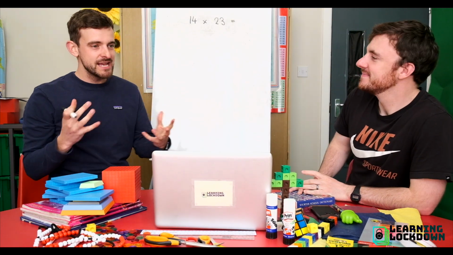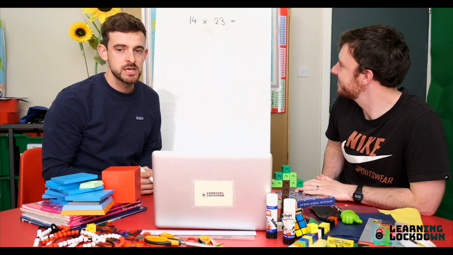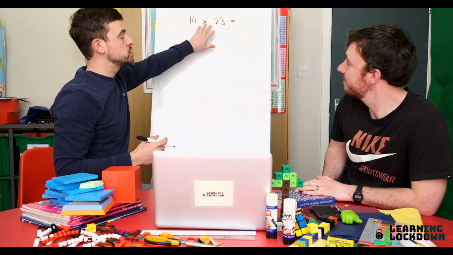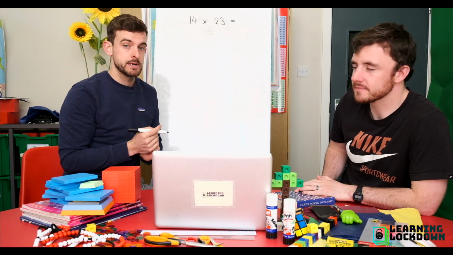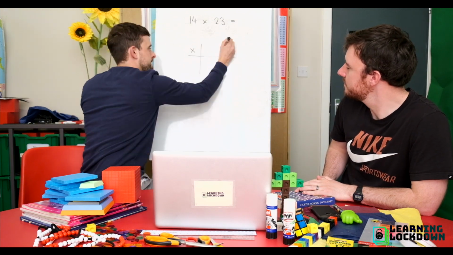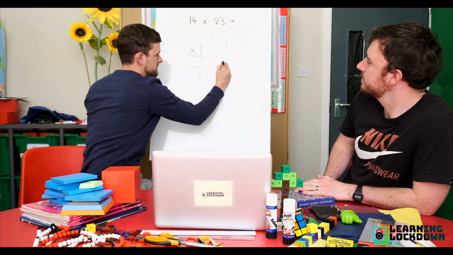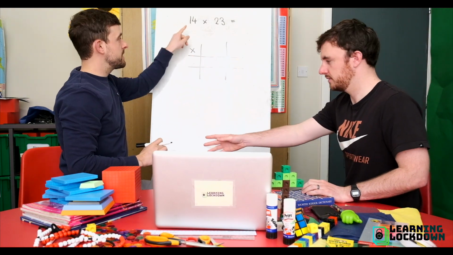Partitioning is when we use our place value to break numbers down into their parts. And we're going to partition this into what we call a grid method. Now, because I've got two two-digit numbers, this is what my grid would need to look like. I would need 2 columns for one number and 2 rows for my other number.